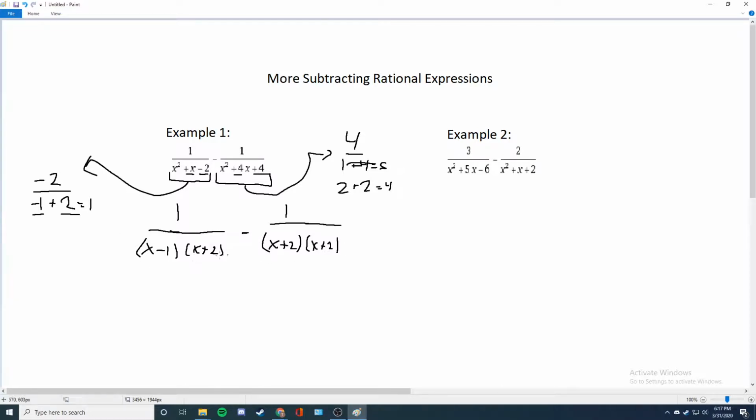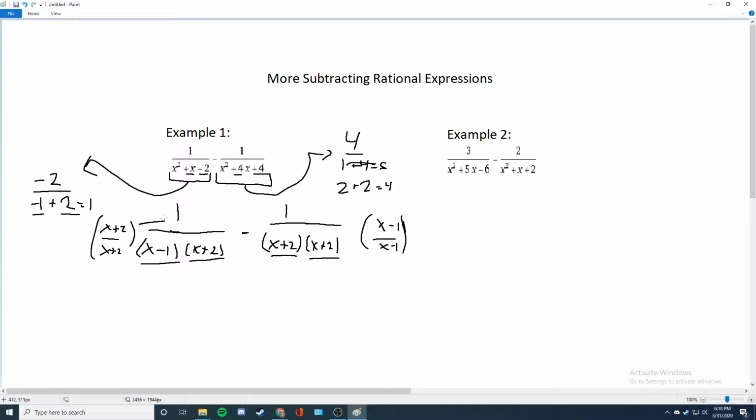If we compare these two terms, you can see that they both share an x plus 2, but this one has an extra x plus 2, and this one has an x minus 1. So if we want to make them the same, we'll have to multiply this side by x plus 2 over x plus 2, and this side by x minus 1 over x minus 1.